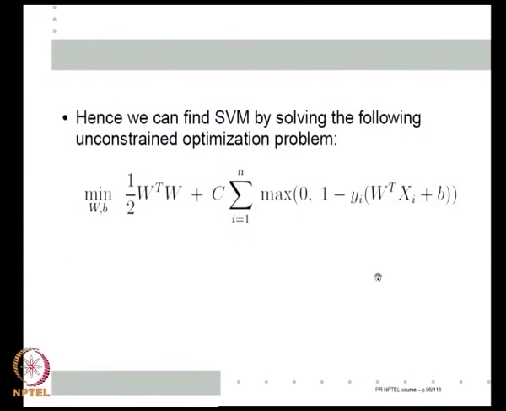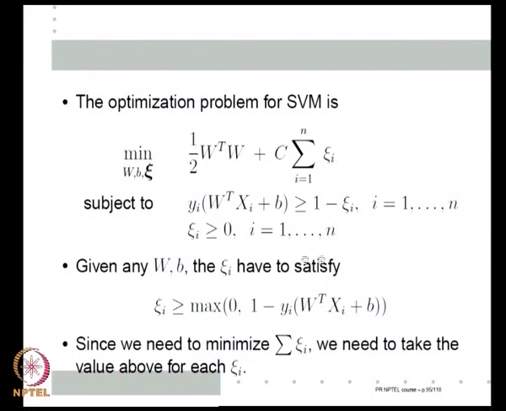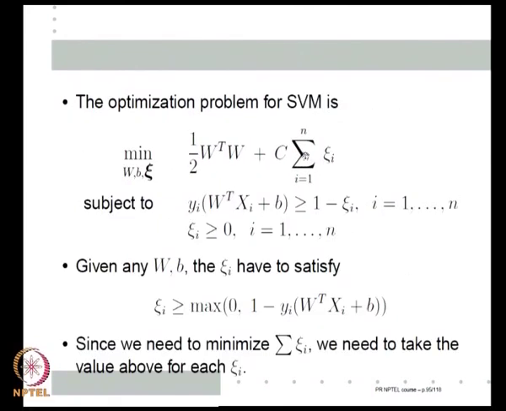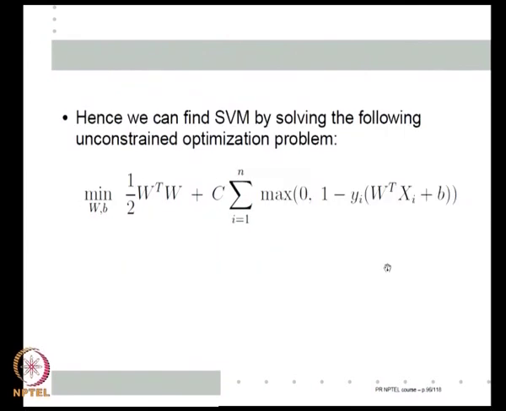So, what this means is that solving the SVM problem, this constrained optimization, is the same as solving this unconstrained optimization. Instead of the summation of xi_i, each xi_i has to take only this value, the max of this. So, now I do not need these constraints anymore. Once it takes this value with respect to W and b, the corresponding xi_i satisfies these constraints. So, my SVM problem is the same as solving the unconstrained optimization problem: minimize over W and b of W transpose W plus C sum over i equal to 1 to n of max of 0 comma 1 minus y_i (W transpose x_i plus b).